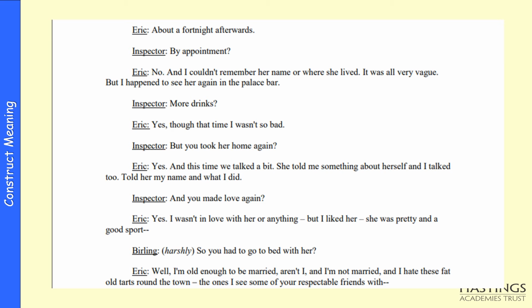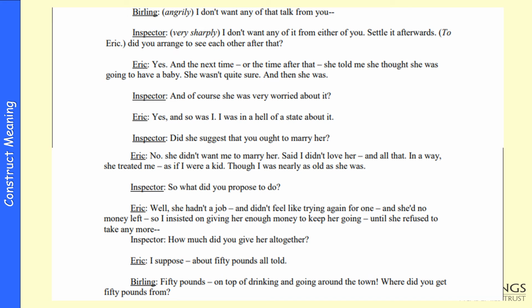And you made love again? Yes. I wasn't in love with her or anything, but I liked her. She was pretty and a good sport. So you had to go to bed with her? I'm old enough, aren't I? Go on. We saw each other a few more times, and then she told me she was going to have a baby. And of course she was very worried about it. Well, yes, so was I. I was in a hell of a state about it. Did she suggest that you ought to marry her? She didn't want me to marry her. Said I didn't love her. So what did you propose to do?